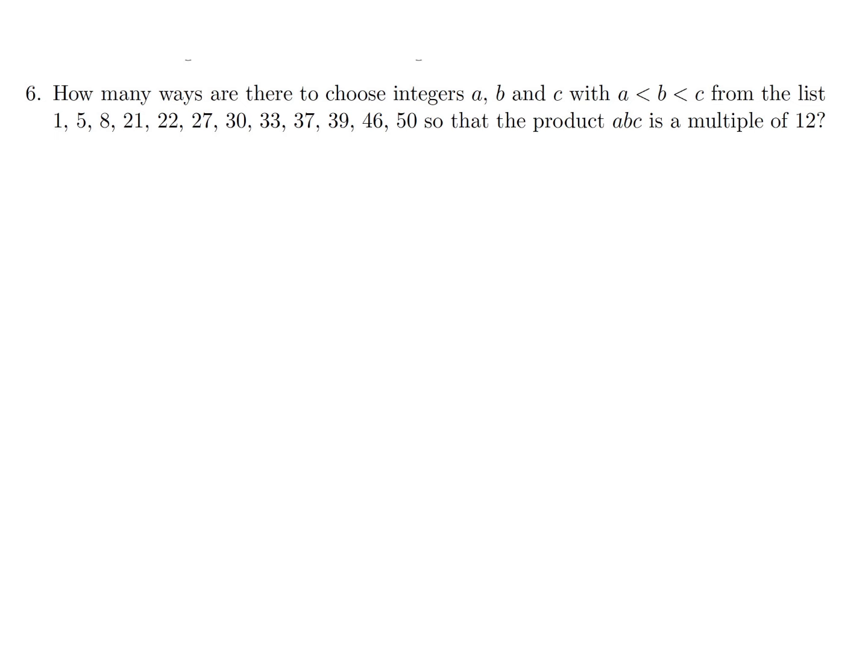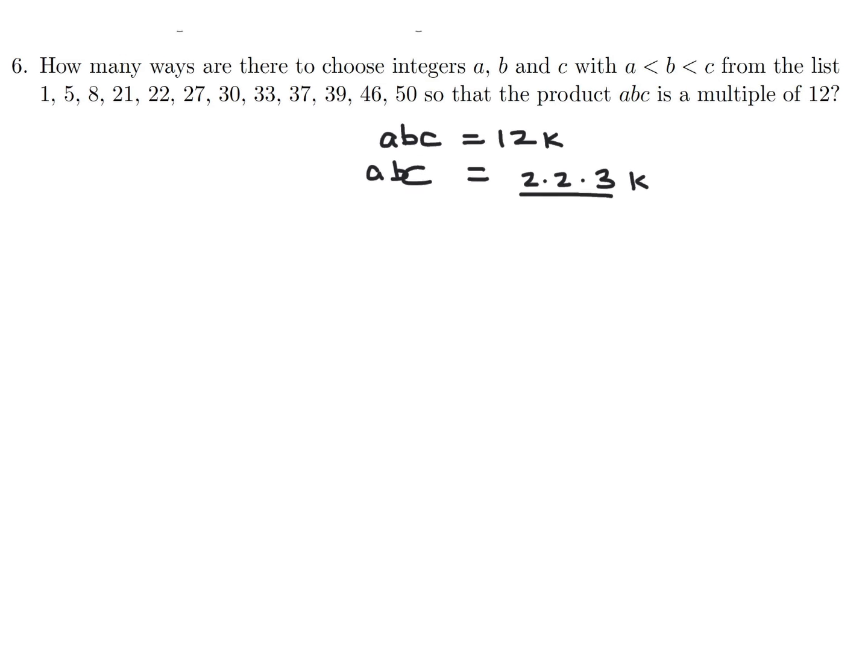How many ways are there to choose integers a, b, and c with a less than b less than c from the list so that the product abc is a multiple of 12? So we want 3 digits that when you multiply them together, it's going to be 12 times something, a multiple of 12. Now 12 itself is 2 times 2 times 3. So the 3 integers that we choose have to have a combination of a 2, and a 3. So let's see what we can do here.